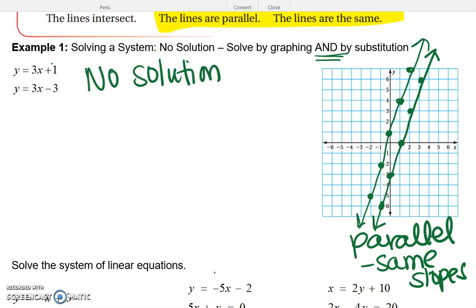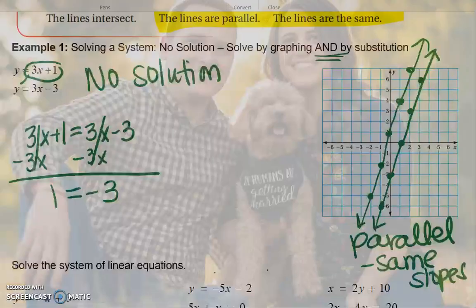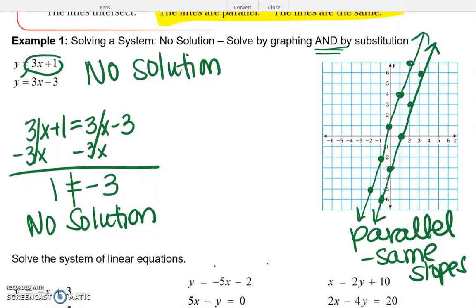Now, if I were to solve this by substitution, I would plug in 3x plus 1 for y, so it would be 3x plus 1 equals 3x minus 3. When I move my variable, the variables both cancel out, and I'm left with 1 equals -3. Oh, goodness. Since that is not a true statement, 1 does not equal -3, this is no solution. So no matter which way you solve it, you will get no solution.